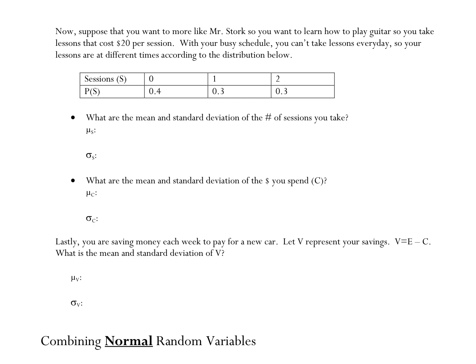You're paying $20 for guitar lessons? Yes, what are the mean and the standard deviation of the number of sessions, guitar lessons, that you're taking?